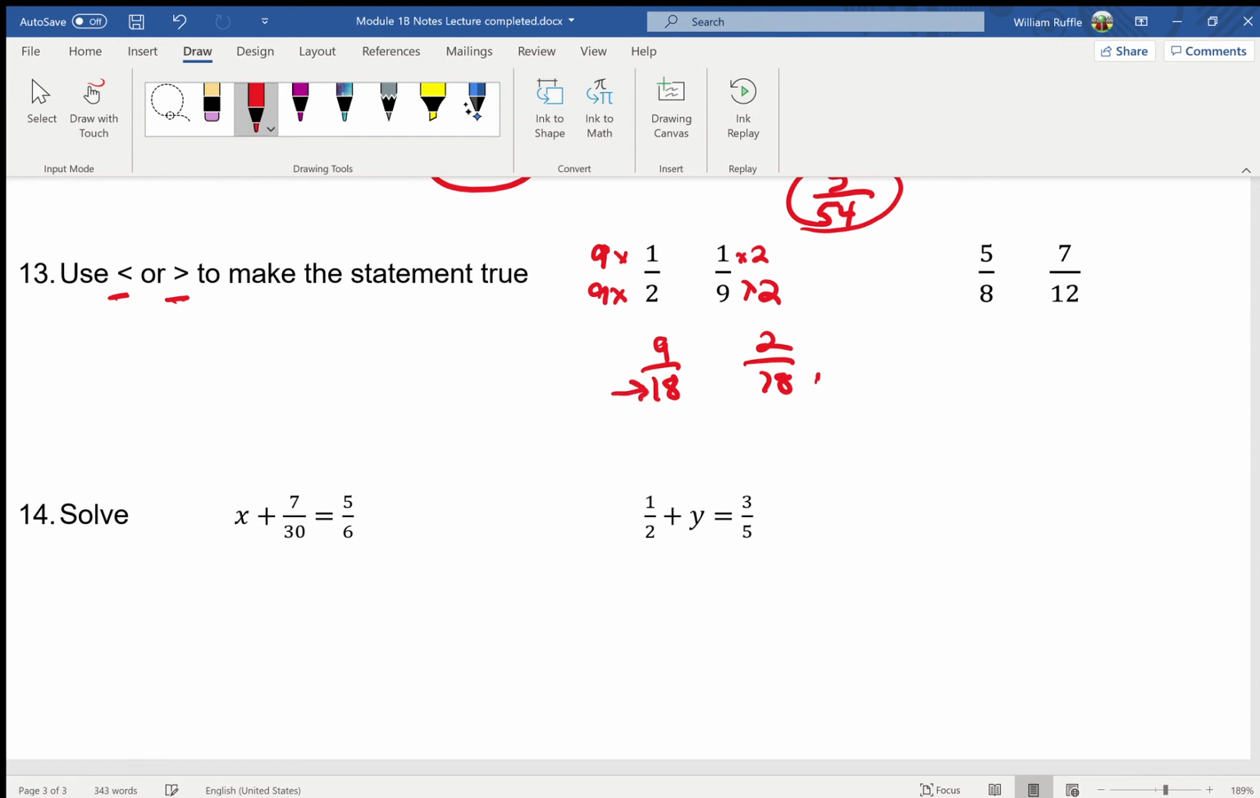When they have the same denominator, then I can just compare the numerators here. 9 is bigger than 2, so I put this. Remember, when this is the alligator mouth, it wants to eat the bigger of the two. So now, 8 and 12, 24 is the common denominator when you find it on the chart. So I do times 3 here, and then I'd be timesing 2 here. So I get 15/24, and then 14/24. Okay, and so again, 15 is bigger than 14, so I would do the same thing here. It's a greater than. Alrighty.